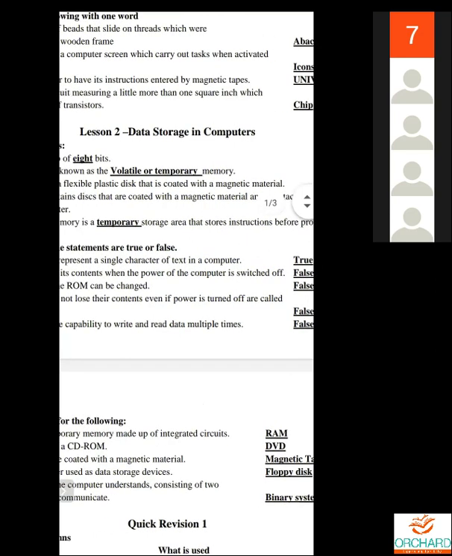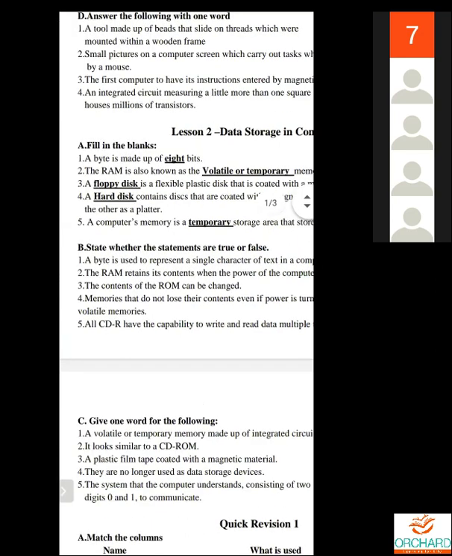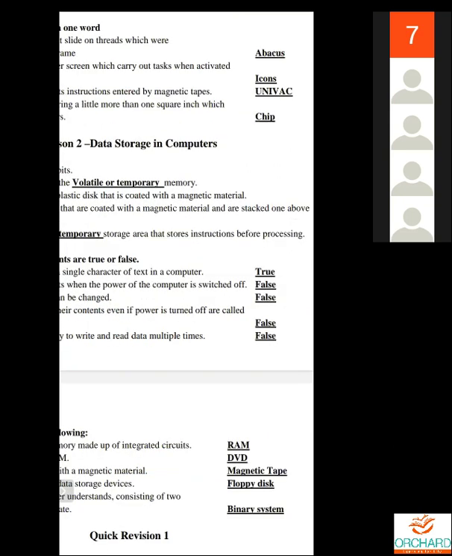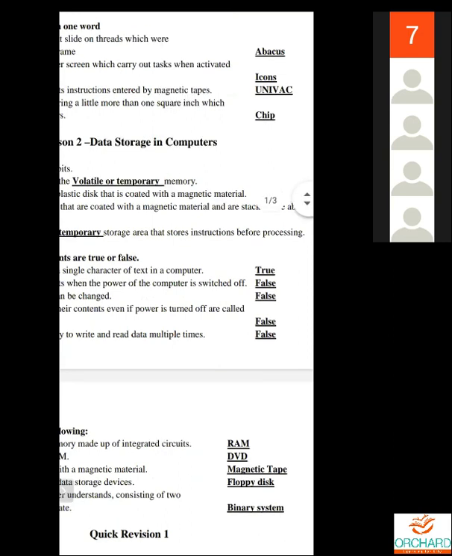I'm repeating it once again for you children. A byte is used to represent a single character of text in a computer. True. A byte can store only 8 bits and that can store only a single character of text. So the statement is true.